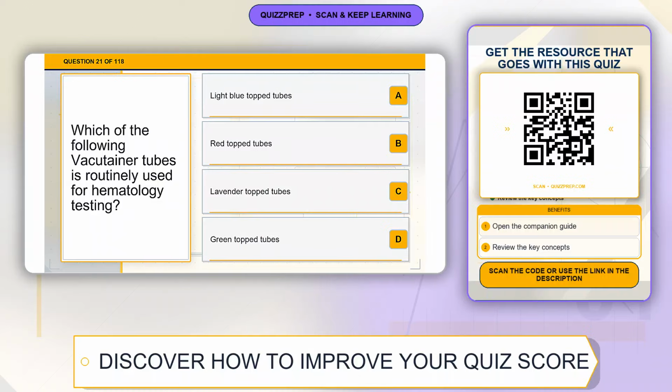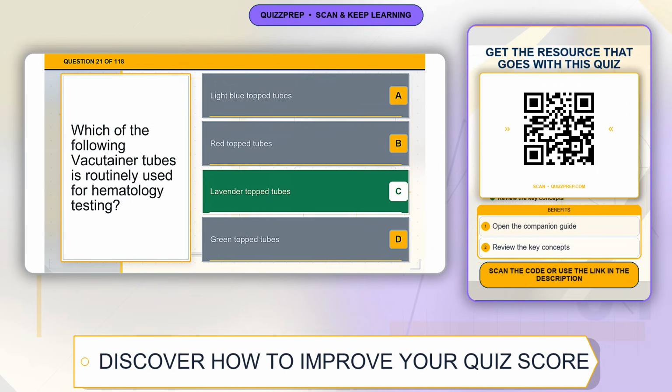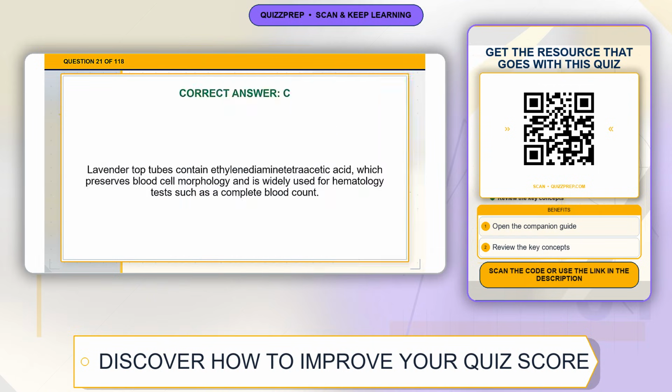Question 21. Which of the following vacutainer tubes is routinely used for hematology testing? Option A, light blue top tubes. Option B, red top tubes. Option C, lavender top tubes. Option D, green top tubes. The correct answer is option C, lavender top tubes. Explanation: lavender top tubes contain ethylenediaminetetraacetic acid, which preserves blood cell morphology and is widely used for hematology tests such as a complete blood count.